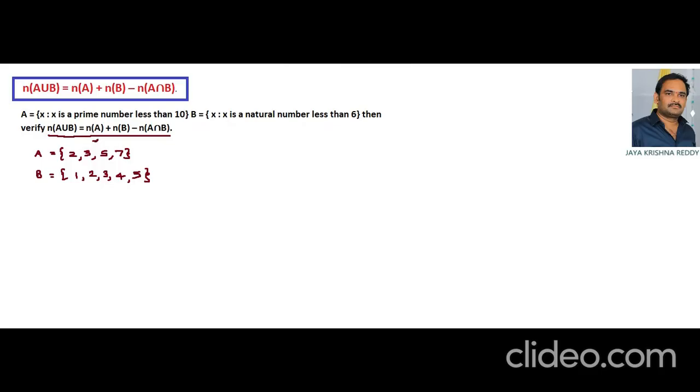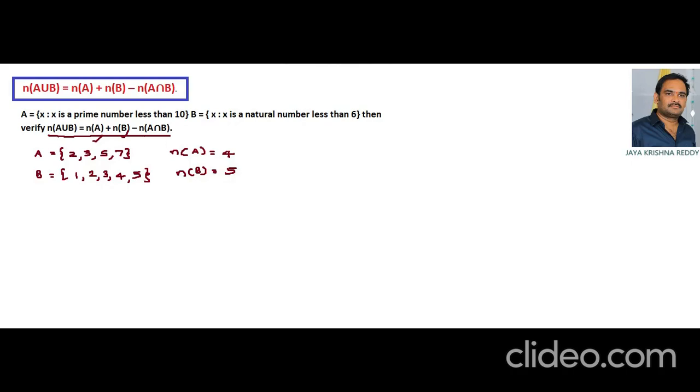So first we have to find n of A. Here set A has 4 elements, so n of A means the number of elements in set A. It has 4 elements: 2, 3, 5, 7. So n of A equals 4. And next we have to find n of B. So n of B equals the number of elements in set B. So it has elements 1, 2, 3, 4, 5. Total 5 elements are there. So n of B equals 5.